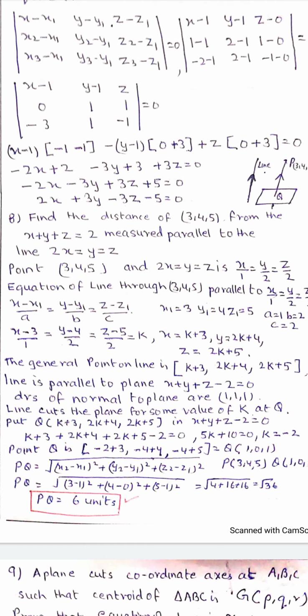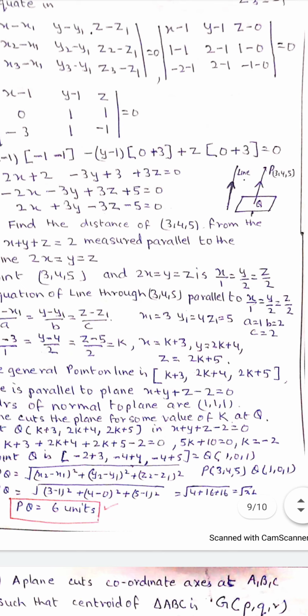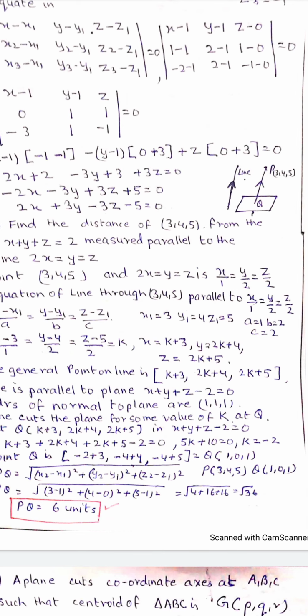If Q is (1, 0, 1), we know the value of P, (3, 4, 5). Using the distance formula, (x2 minus x1) whole square, (y2 minus y1) whole square, (z2 minus z1) whole square, we get (3 minus 1) whole square, (4 minus 0) whole square, (5 minus 1) whole square. 3 minus 1 is 2, square is 4, 4 square is 16, 5 minus 1 is 4, square is 16. 4 plus 16 is 20, 20 plus 16 is 36, square root of 36, PQ is 6 units.